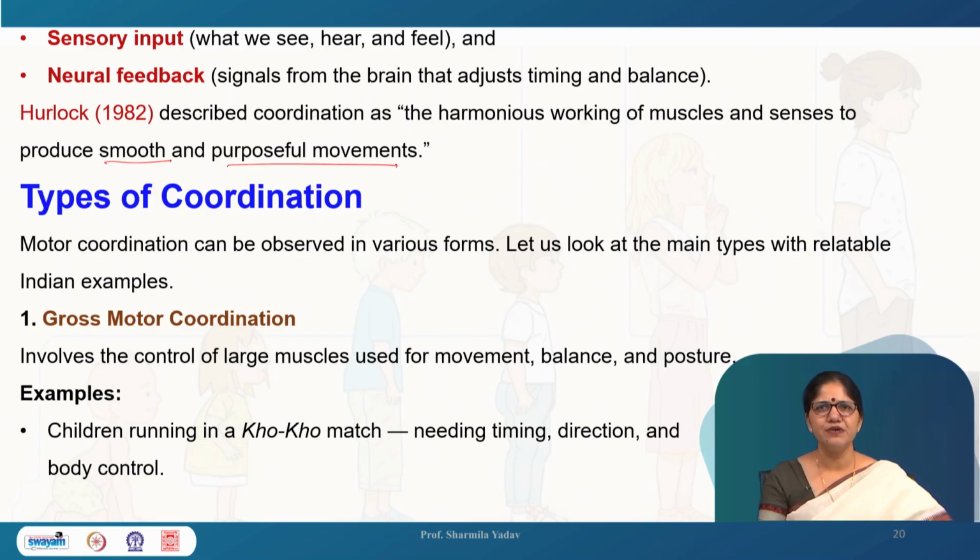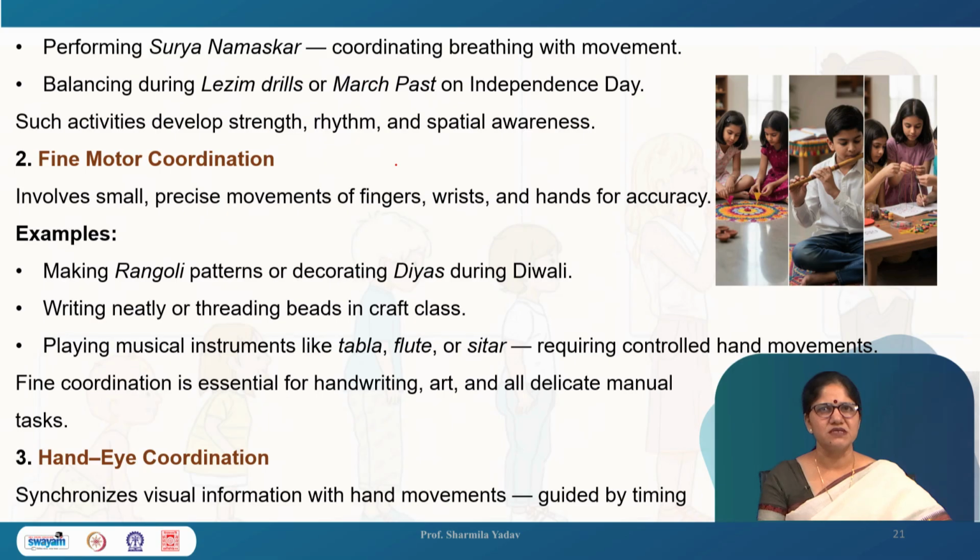Motor coordination can be observed in various forms. Let us look at the main types with relatable Indian examples. Gross motor coordination. It involves the control of large muscles used for movement, balance and posture. For example, children running in a kho-kho match, needing timing, direction and body control. Performing Surya Namaskar, coordinating breathing with movement. Balancing during lazim drills or march past on Independence Day. Such activities develop strength, rhythm and spatial awareness.